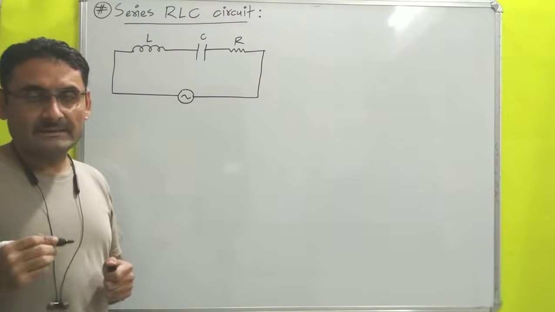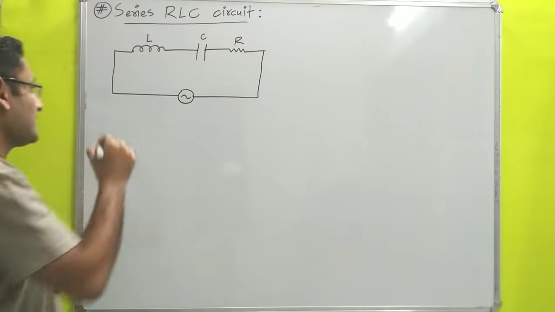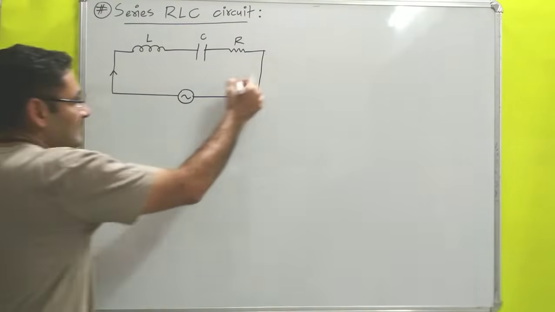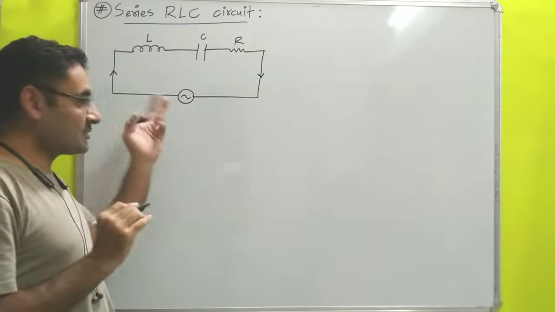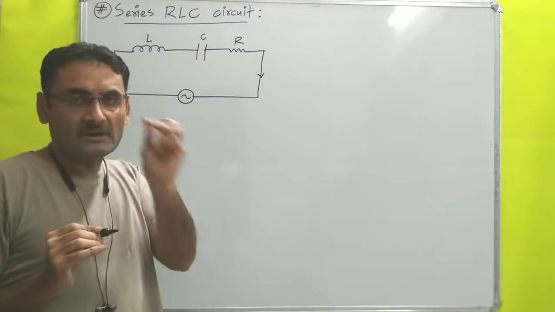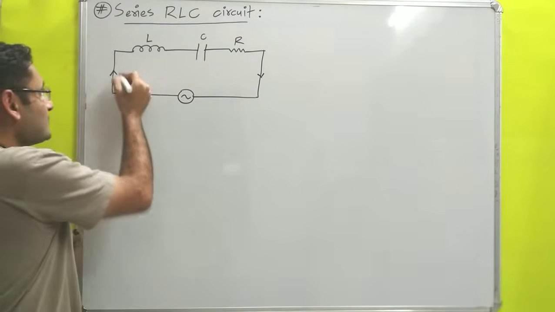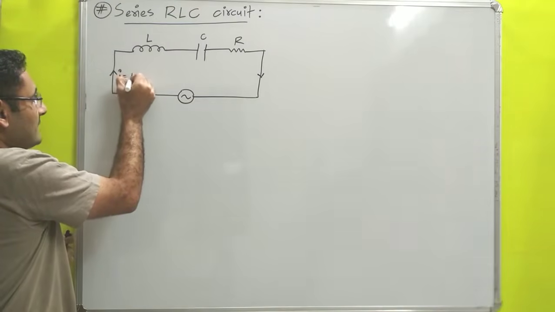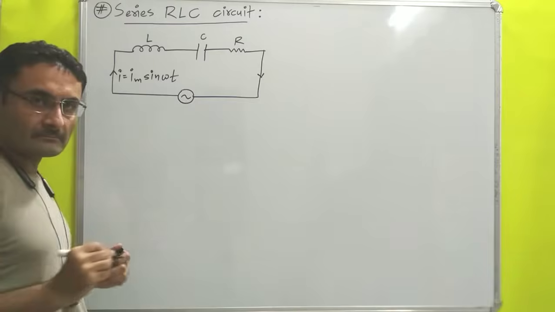Now, for our ease, we will consider that current is flowing in the clockwise direction for some particular time, because as the direction of current is changing, for a particular time we assume current is flowing in the clockwise direction, having the equation i equals Im sine omega t.